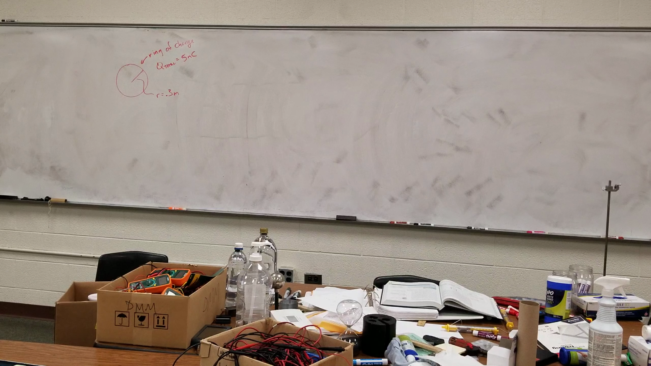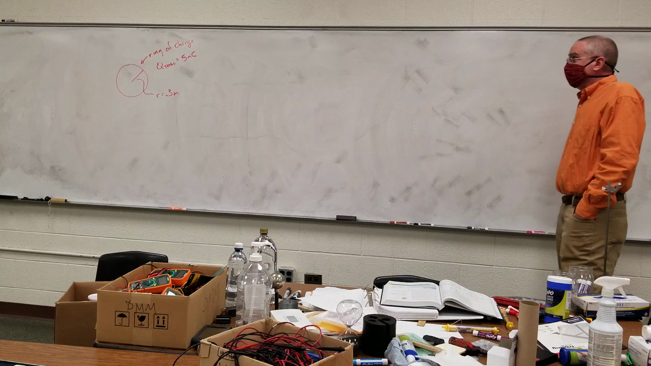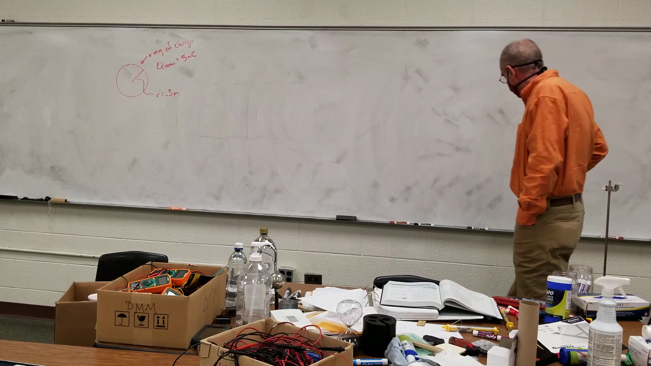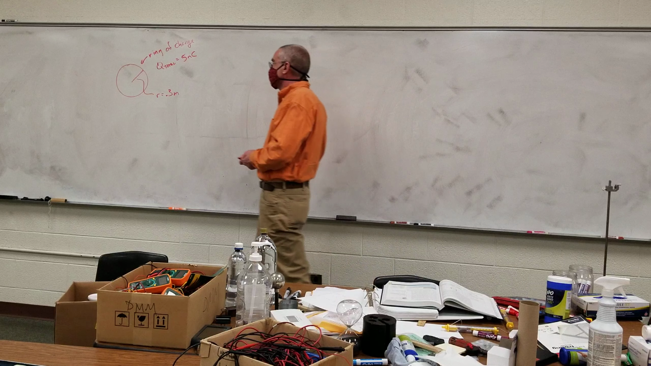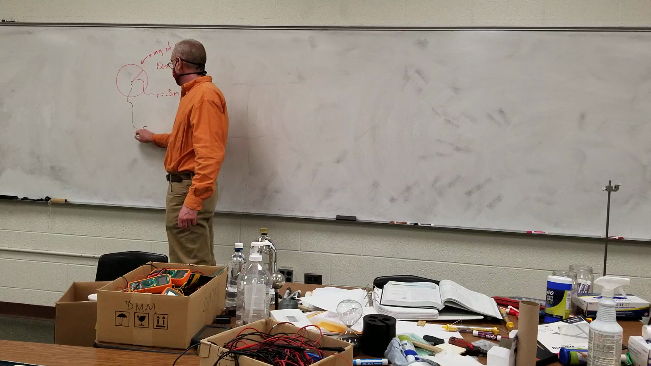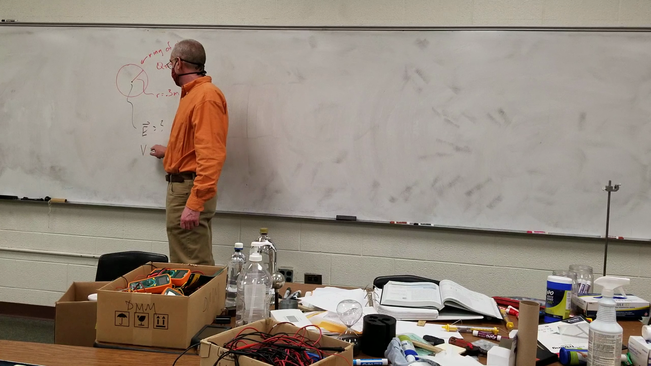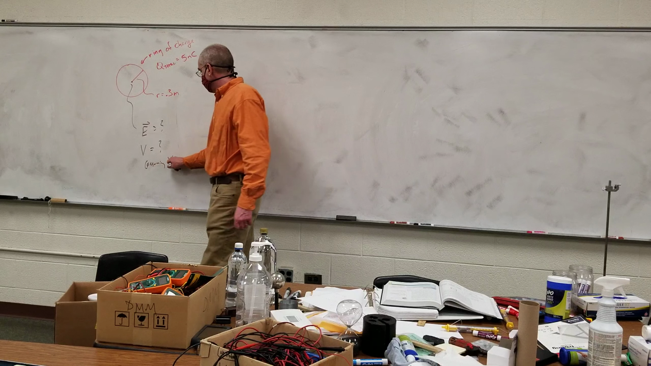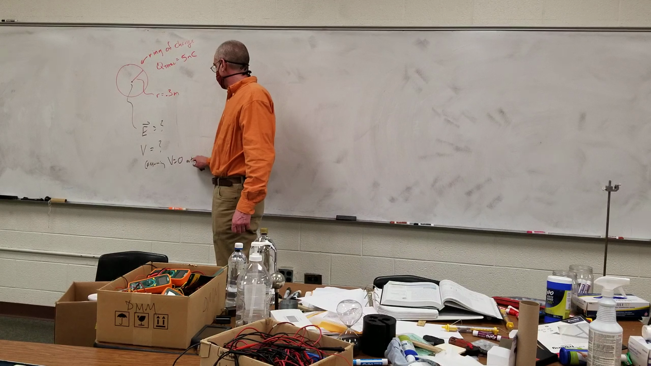All right. So I got a ring of charge. Total charge 5 nanocoulombs, and the radius of this is 0.3 meters. At the very center here, what is the electric field? And what is the electric potential? Assuming V equals 0 at r equals infinity.